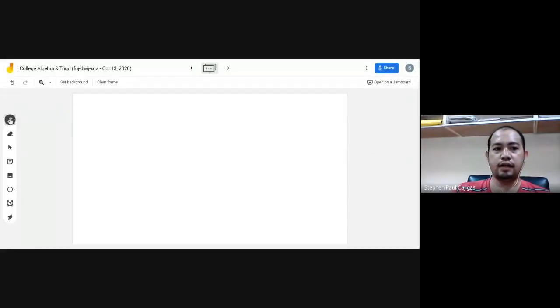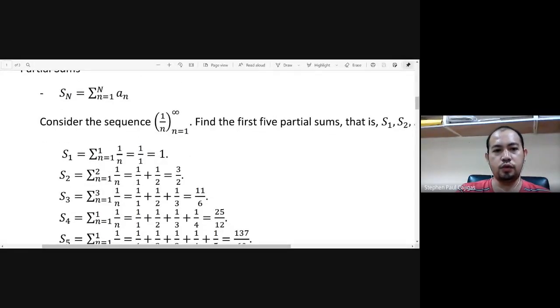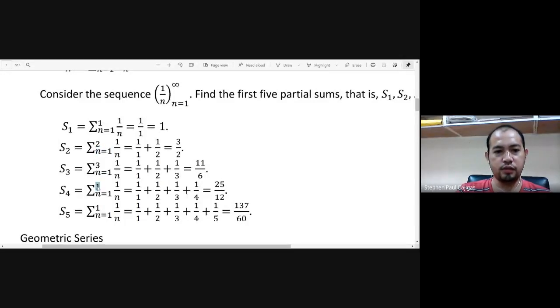Now we have seen this 1/n. Let me stop sharing. Let me have a different one. Okay, so we have seen that the sequence 1/n, n from 1 to infinity, is equal to 1, 1/2, 1/3, 1/4, and so on. These are the numbers in our sequence 1/n. Okay, let's go back. So let's add. We will consider n from 1 to 1, then n from 1 to 2, 1 to 3, 1 to 4, and then 1 to 5.